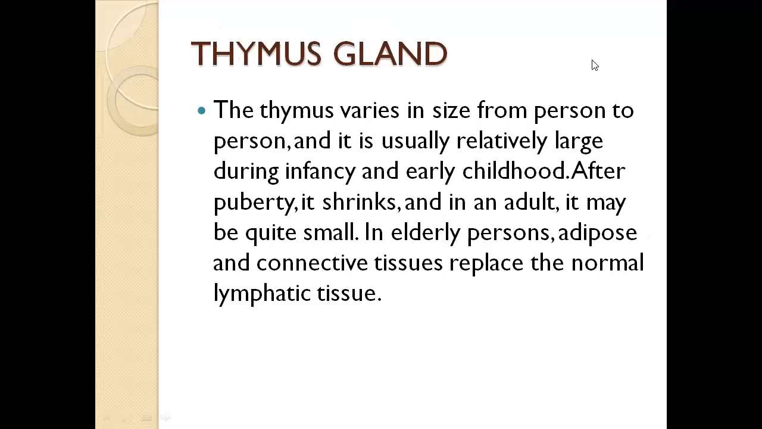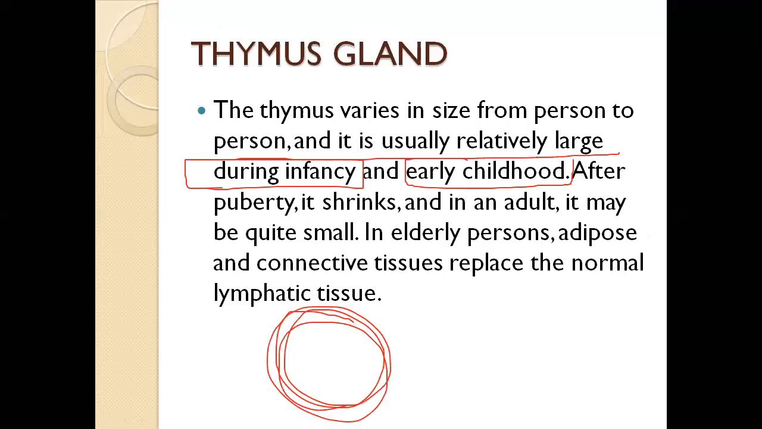The thymus gland varies in size from person to person. It is usually relatively large during infancy and early childhood, so we can find a larger thymus at that time. As the age grows, when it reaches puberty, the size of the thymus gland starts to reduce, it shrinks, and in adults it may be quite small.